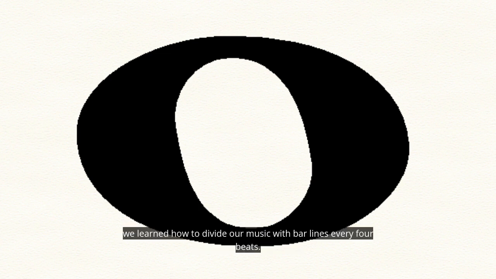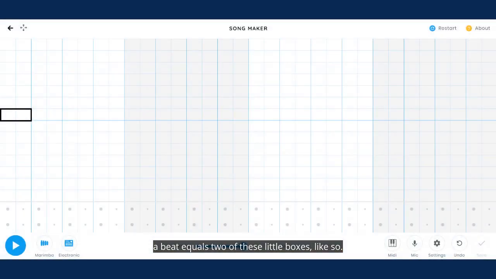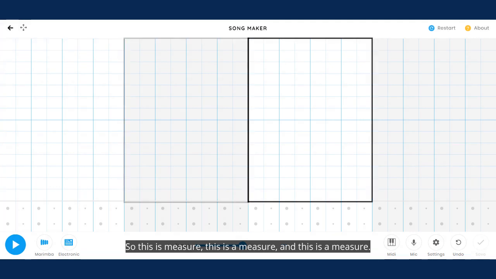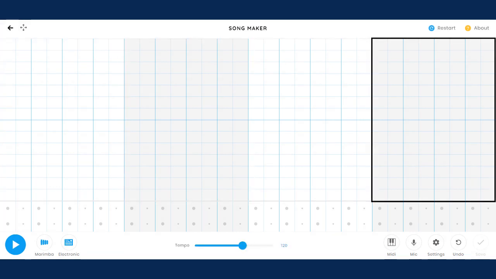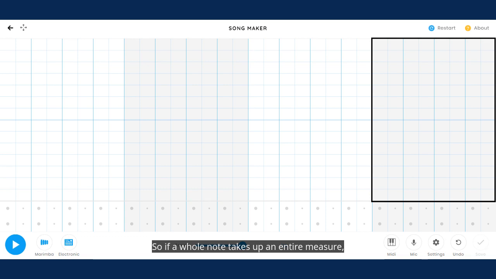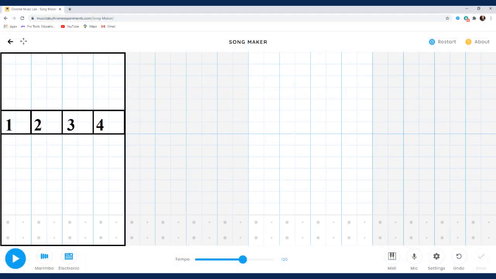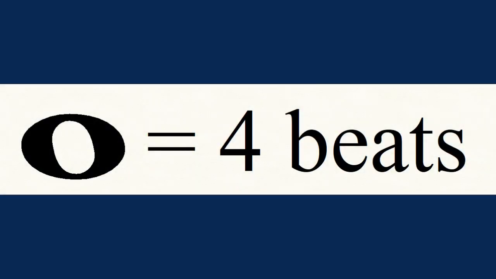If we recall from yesterday, we learned how to divide our music with bar lines every 4 beats. If you recall, a beat equals 2 of these little boxes, like so. So the bar lines divide the measures. So this is a measure, this is a measure, and this is a measure. So if a whole note takes up an entire measure, it gets 4 beats. Lo and behold, a whole note does indeed get 4 beats.